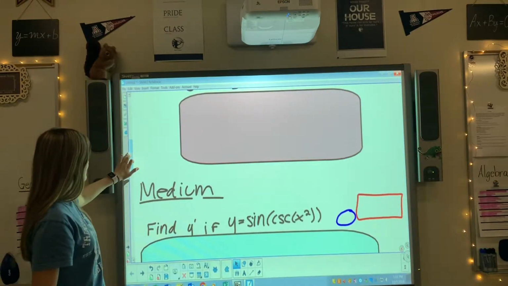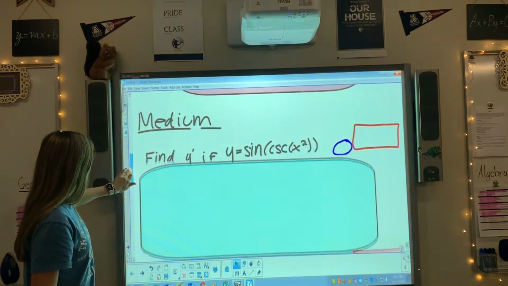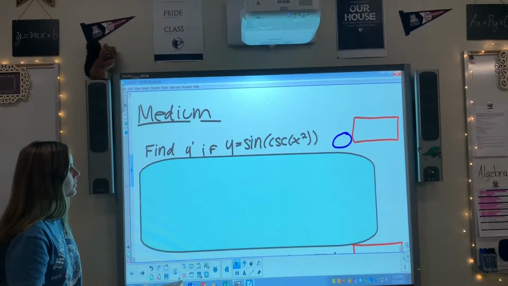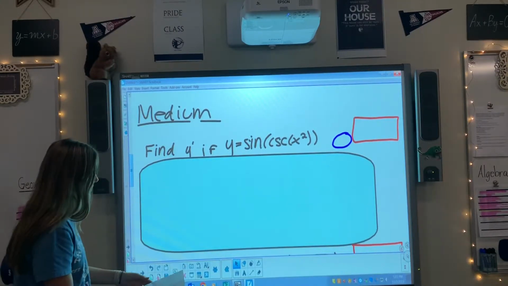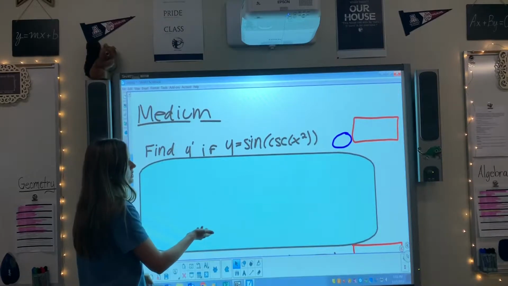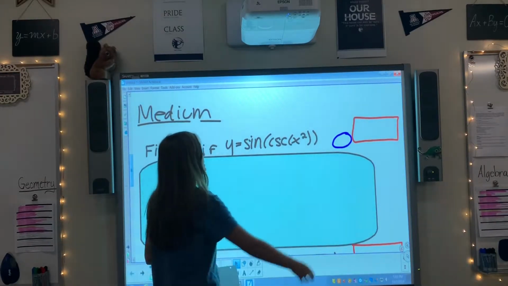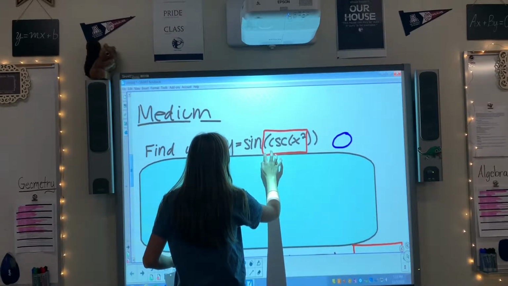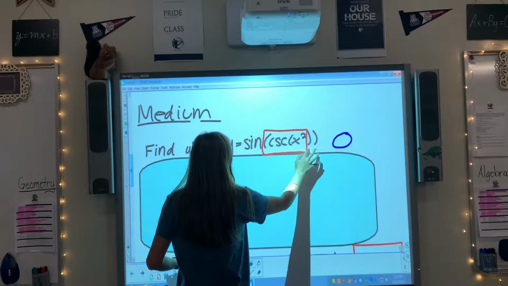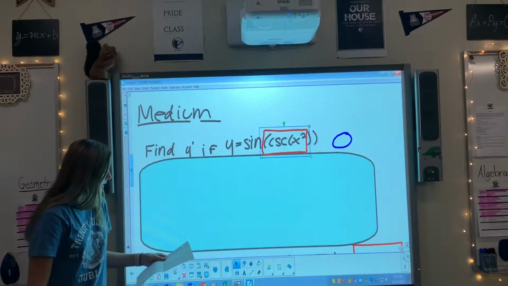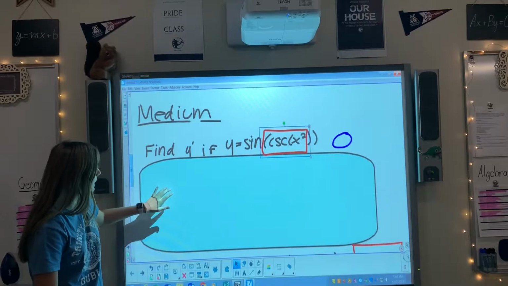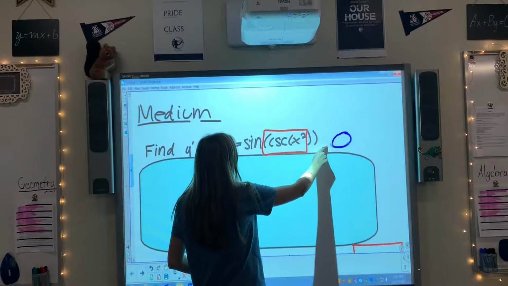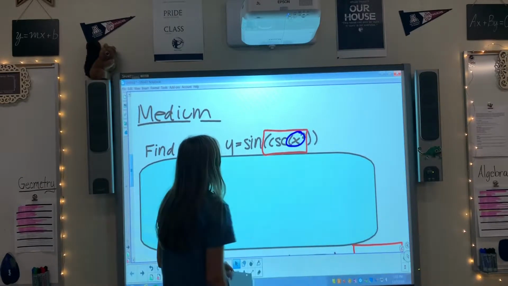Our next problem is the medium problem. Now we want to find y prime if y equals sine of cosecant of x squared. Our first step is to identify that it is a composition, and next is to identify what is in the box of this composition. Cosecant of x squared is the function in the box. There's also a second composition, so we want to identify that x squared is in a circle.